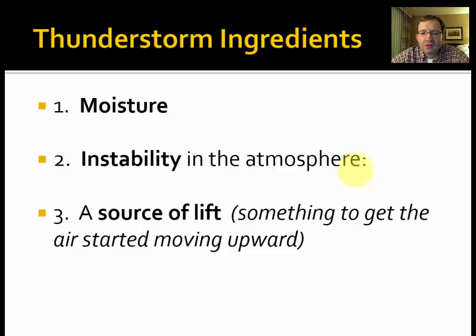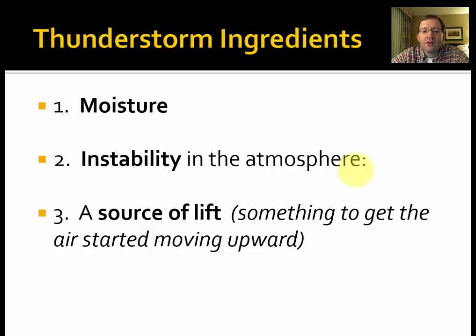The three ingredients for a thunderstorm are moisture in the atmosphere, instability in the atmosphere, and a source of lift, which is simply something that gets the air moving upward. You've seen thunderstorm clouds grow, perhaps. If you look at them closely, you see they billow upwards. They start flat on the bottom, and they grow taller and taller and taller. And the taller they get, the more substantial and severe they might be. Well, something has to get that air started moving upward, and that something is considered a source of lift.